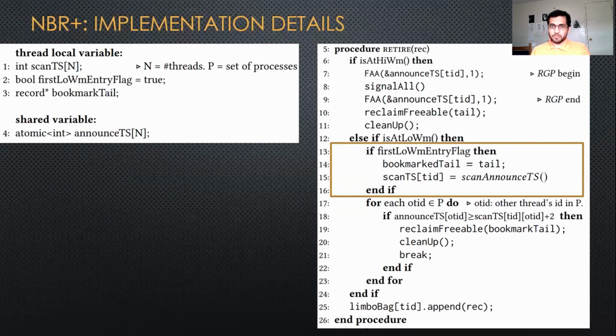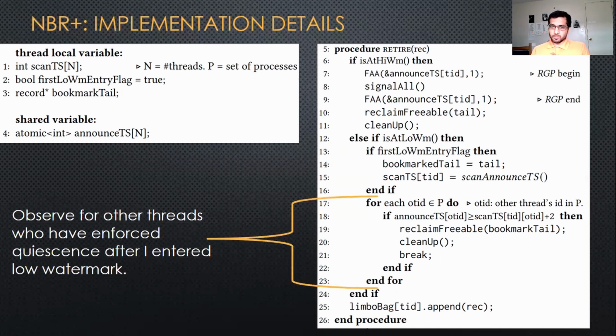So after recording this metadata for the first time when the thread enters the low water mark, in the subsequent retire operations, the thread actually reads the announced timestamps, and if it sees that some thread has incremented its timestamp twice since the time it saved the timestamp when it first entered the low water mark, then it could safely free its records up till the recorded bookmark tail. And then the thread could clean up the metadata so that it could prepare itself again for the next time it enters the low water mark and can reclaim without sending signals.